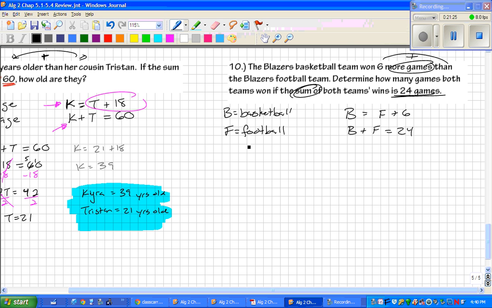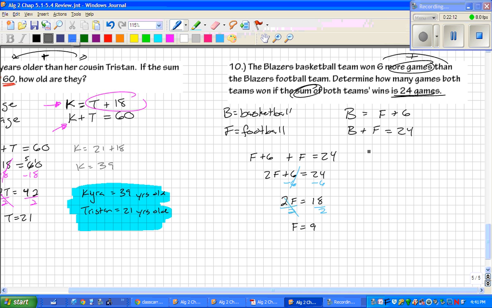So we're going to do the same thing as we did in the last equation. We're going to be doing substitution, okay? Because we have the f plus 6 for the b plus the f equals 24. Combine your like terms. You got 2f plus 6 equals 24. Subtract both sides by 6. 2f equals 18, and let's actually make that so you can read it. So 2f equals 18. Divide both sides by 2. We get f equals 9.